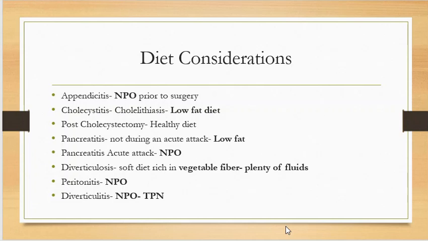Pancreatitis not during an acute phase would be low-fat. Pancreatitis in the acute phase is NPO. And then diverticulosis, we want our patients to have a soft diet, rich in vegetable fibers and plenty of fluid. And remember, we want them to exercise. Peritonitis, NPO, absolutely, and diverticulitis, NPO, and possibly TPN. Remember, with diverticulitis, we want that bowel to rest so it can heal.